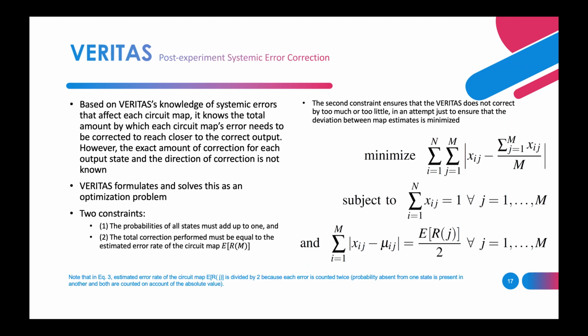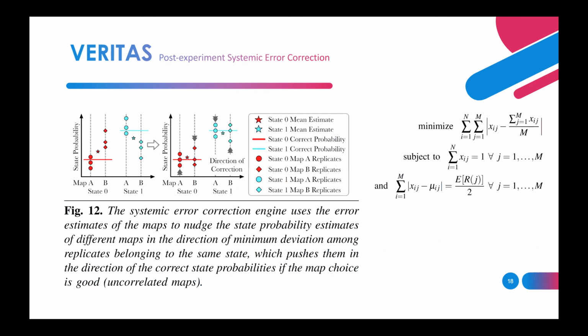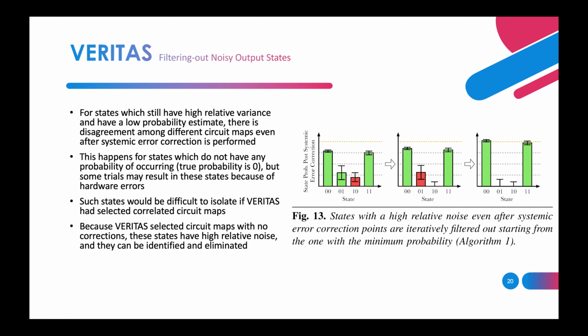And this is post experiment. When you want to solve the issue, you take the expected value of how much error you get, you add it to the result you're reading from the qubits. But skip, because this is too dense.